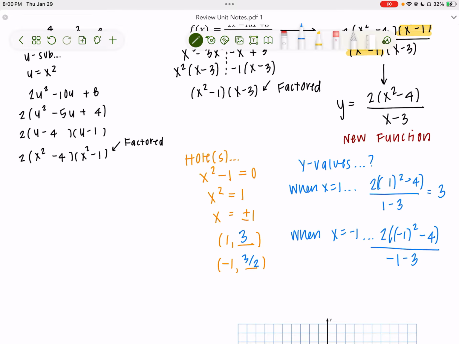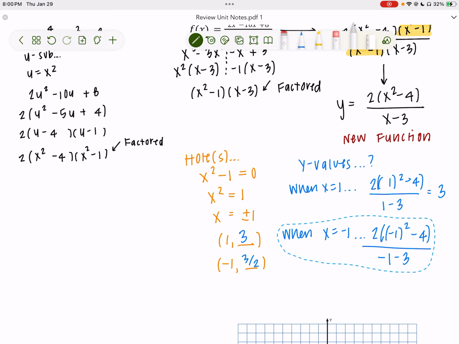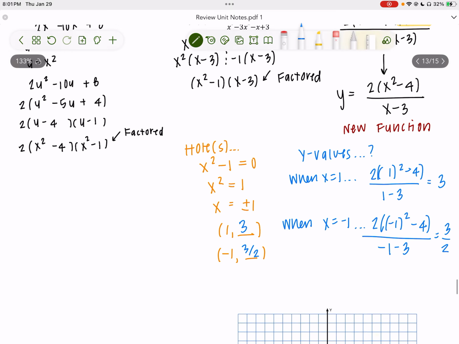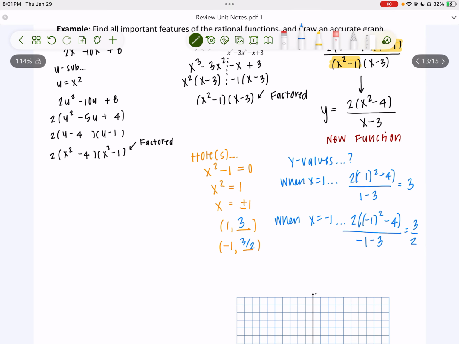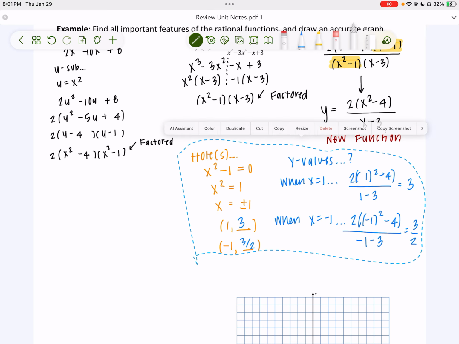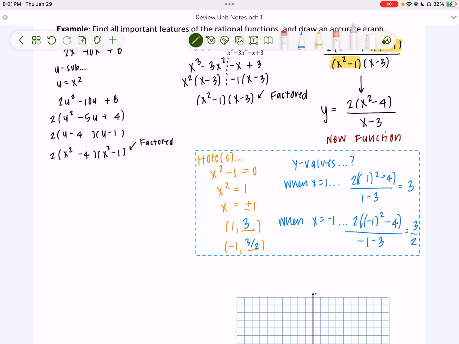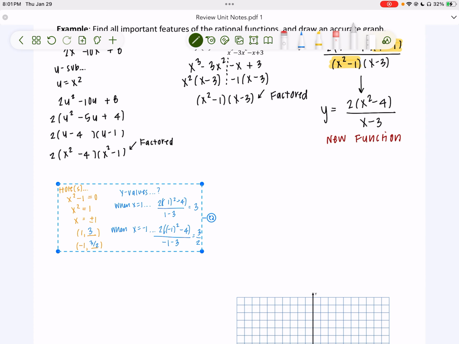So we have our holes now. 3. Now we need to find everything else. Okay, holes are done. I'm going to shrink this a little bit so I have room for all my other stuff. So we've done the holes.